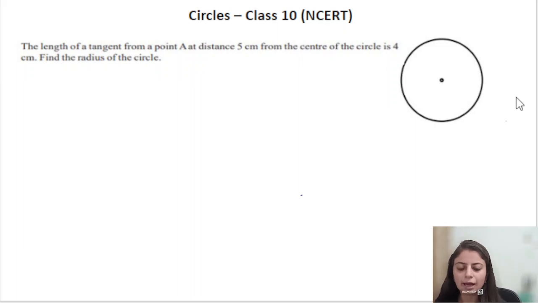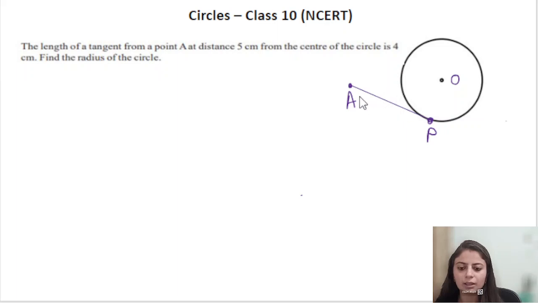Okay, so I have the circle. I'll label its center as O. Now I'll take a point A here, and from this point A, I'll draw one tangent to this circle. So this is the tangent and this is the point of contact. I'll label this point as P.